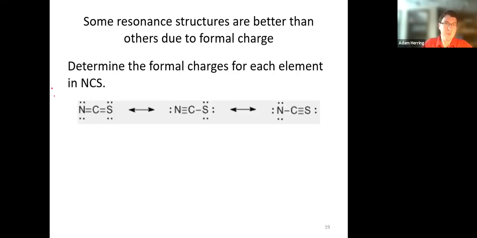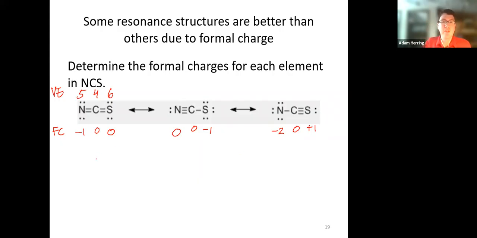So what's the formal charge in each case? If we look at the number of valence electrons, nitrogen has 5, carbon has 4, sulfur has 6. So when you determine the formal charge, we see that in all three cases the formal charge of carbon is 0. For sulfur, here its formal charge is 0. Here its formal charge is -1. Here its formal charge is +1. For nitrogen, the formal charge here is -1. The formal charge here is 0. And the formal charge here is -2.